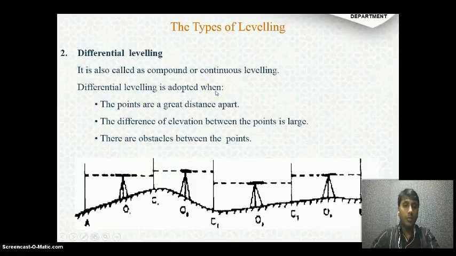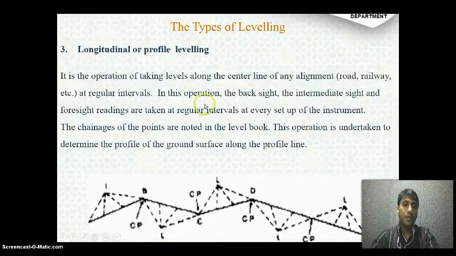So when will you opt for this differential leveling? When the points are at a great distance, the difference of elevation between the points is large, or there are obstacles between the points. In this type of condition you can select differential leveling. The next one is longitudinal or profile leveling. This leveling is followed along a center line. Generally this is used for long distances like roads, canals, railway tracks, runway tracks, all these things. So we will plot a center line and we will take the backsight, foresight, intermediate sight at regular intervals. So when you are doing such a type of survey, you need to select profile leveling.